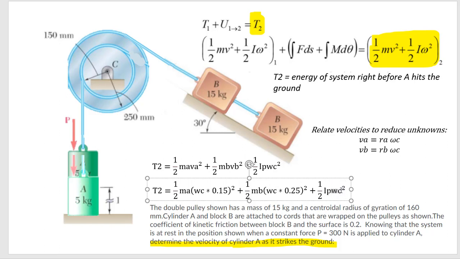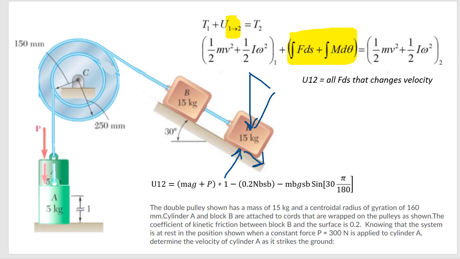So now I have everything in terms of that angular velocity. I don't have three different unknowns. So use a little bit of kinematics to whittle down the number of unknowns you have as you walk through it.